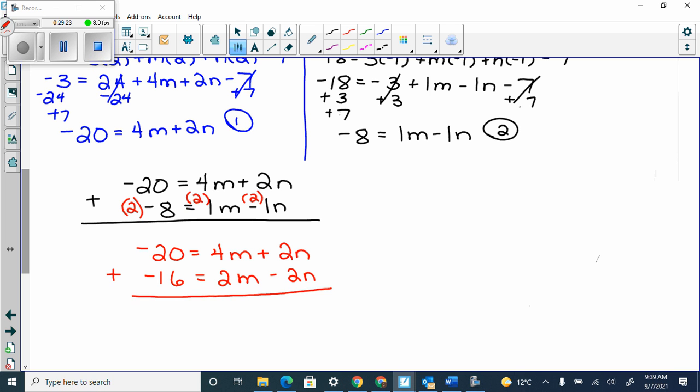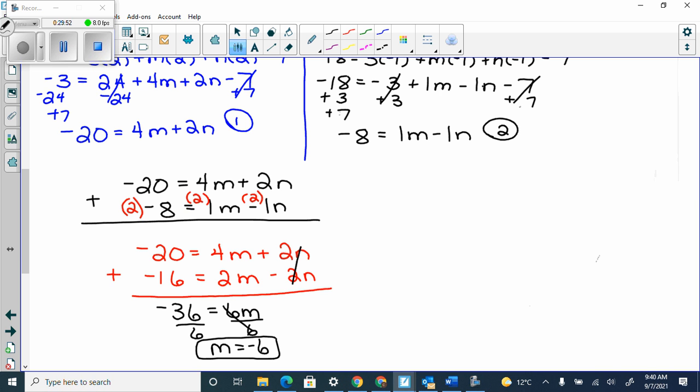Now you know you made a mistake if when you add these up, one of them still doesn't go away. Go back, try again, right? Something went wrong. So when I add these up, I'm going to get negative 36 equals 6m, and these go away. We agree? They're gone. Divide by 6, and m equals negative 6. So I have m.